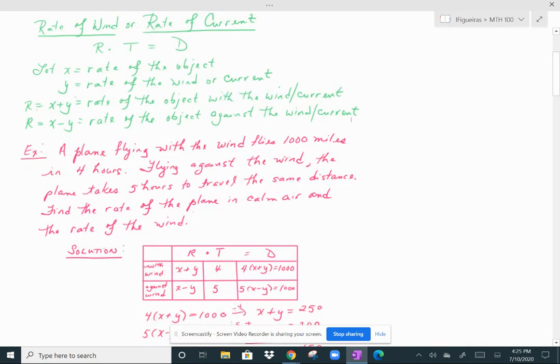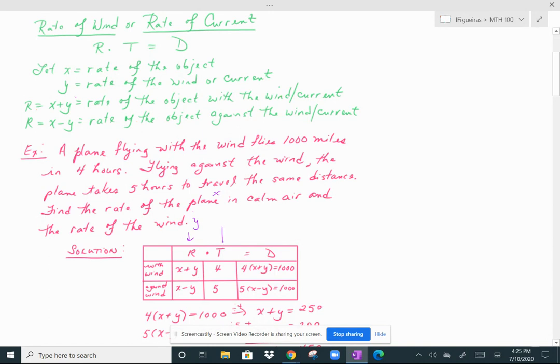So we have a plane flying with the wind that flies 1,000 miles in 4 hours. Flying against the wind, it takes 5 hours to travel the same distance. Find the rate of the plane in calm air, and remember, that'll be the x value, the object, and find the rate of the wind, which will be the y value. So as I mentioned, when you're going with the wind, your rate is x plus y. Against the wind, it's x minus y. So that's what you see here in this table.